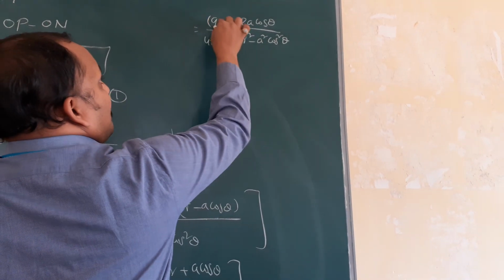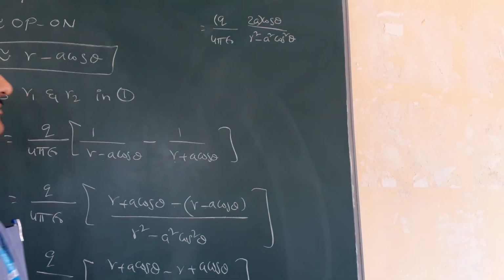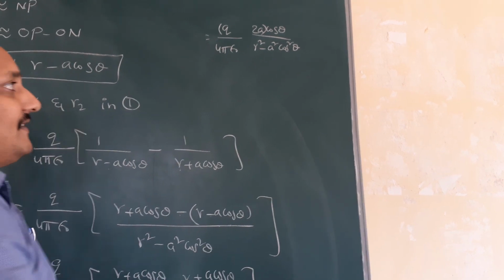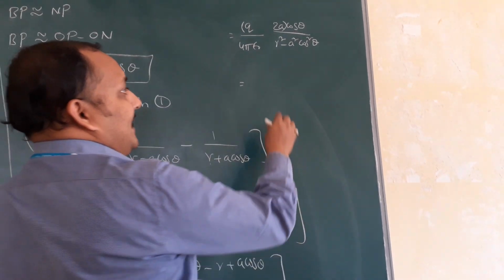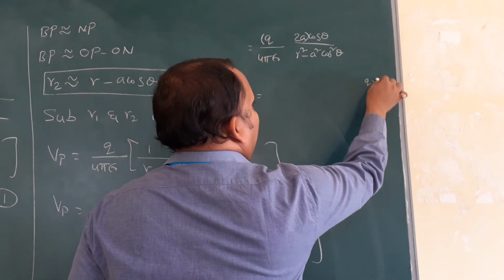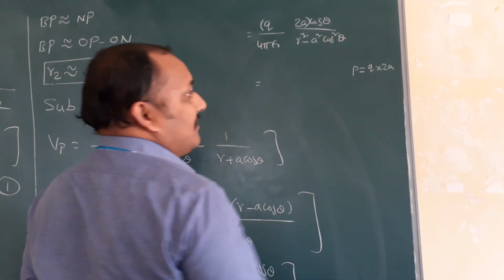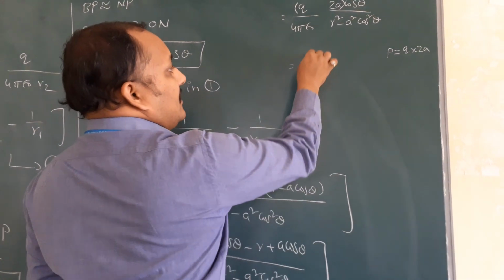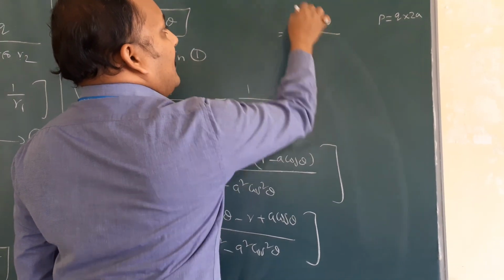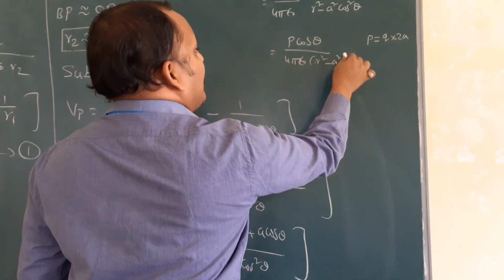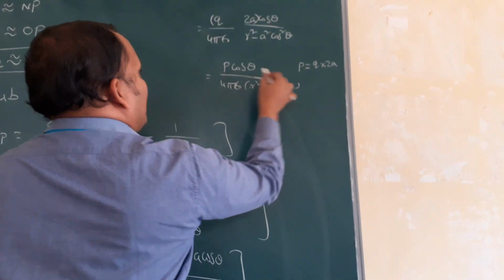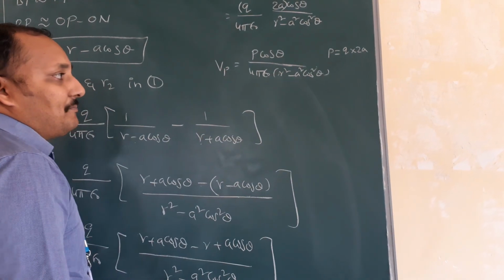So you already came to know Q into 2A. What is Q into 2A? You already came to know in the first lesson: charge into dipole distance. Q into 2A is equal to P. What is P? Dipole moment. Therefore, P cos theta by 4 pi epsilon naught, R square minus A square cos square theta. This is the potential at point P.